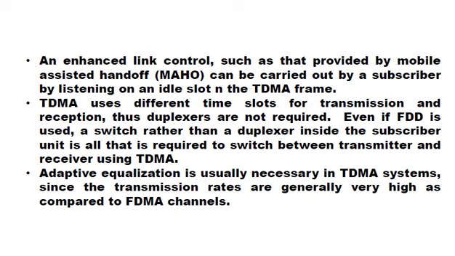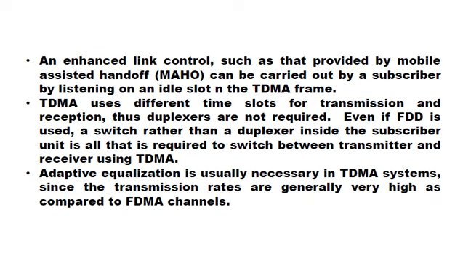An enhanced link control, such as that provided by mobile assisted handoff, can be carried out by a subscriber by listening on an idle slot in the TDMA frame. TDMA uses different time slots for transmission and reception, thus duplexers are not required. Even if frequency division duplex is used, a switch rather than a duplexer inside the subscriber unit is all that is required to switch between transmitter and receiver using TDMA.